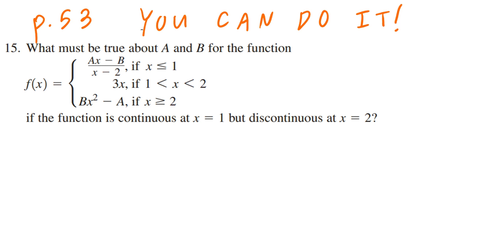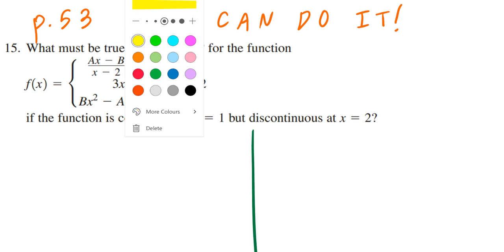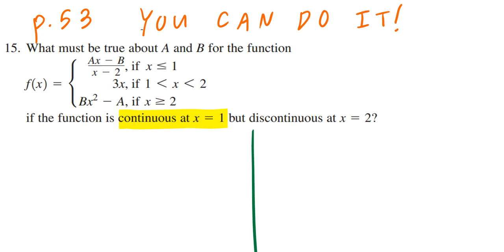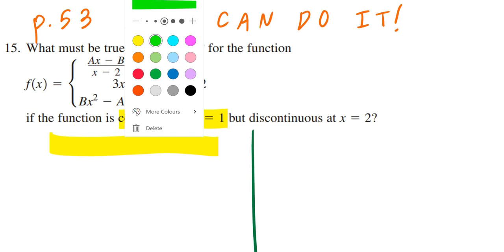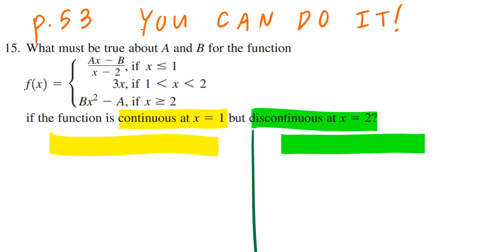Step 1, divide this into two different columns. In the first column, we're going to talk about what happens when x is 1, and in the second column, we'll talk about what happens when x equals 2. So again, notice how x equals 1 means the function is going to be continuous.